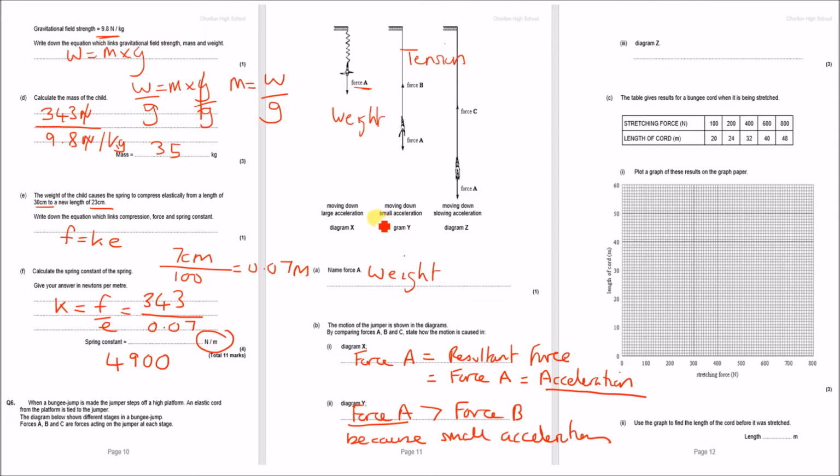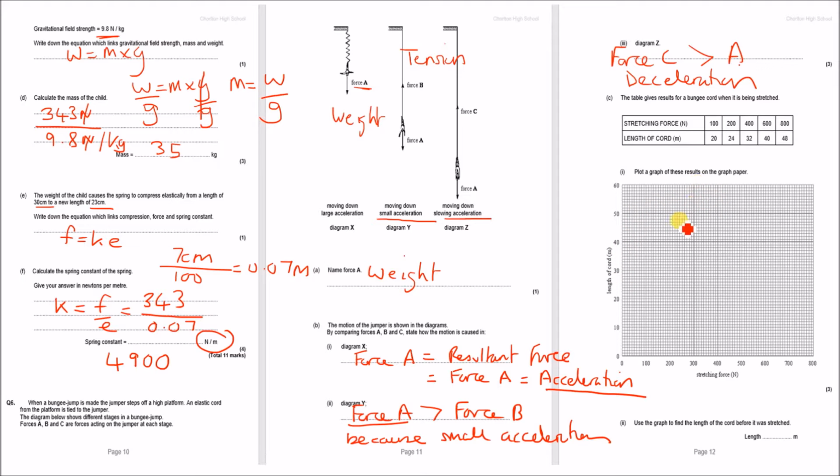It says small acceleration, so we know that force A has to be greater than force B. In the last one, diagram Z, you can see that the person is slowing their acceleration. They're moving down, so a slowing acceleration would mean a deceleration. If the acceleration is slowing, then force C has to be greater than force A. So force C is greater than A, and if force C is greater than A, you get deceleration.